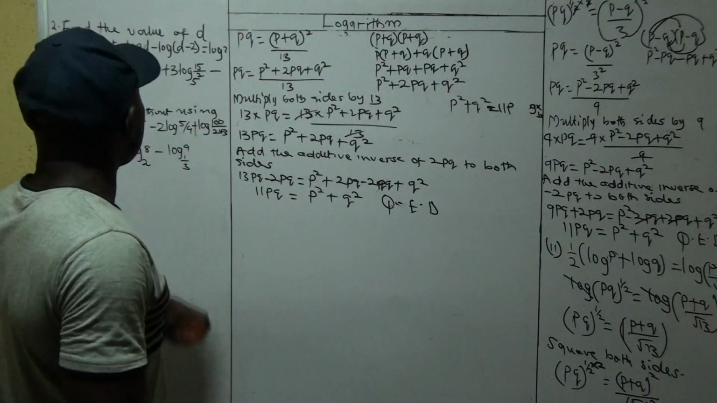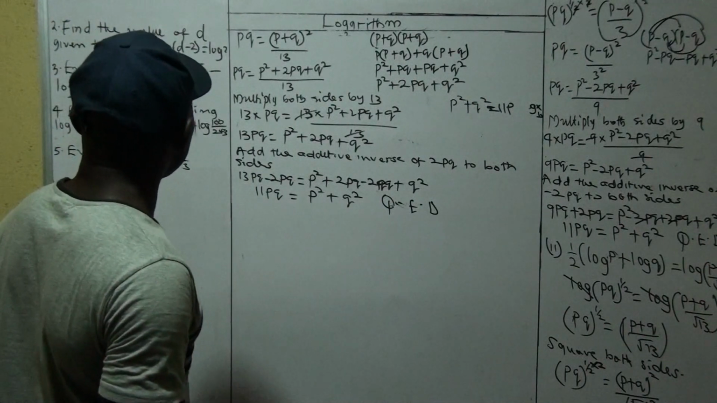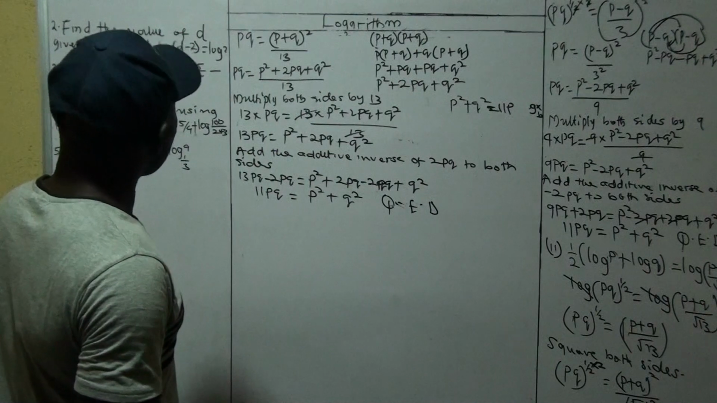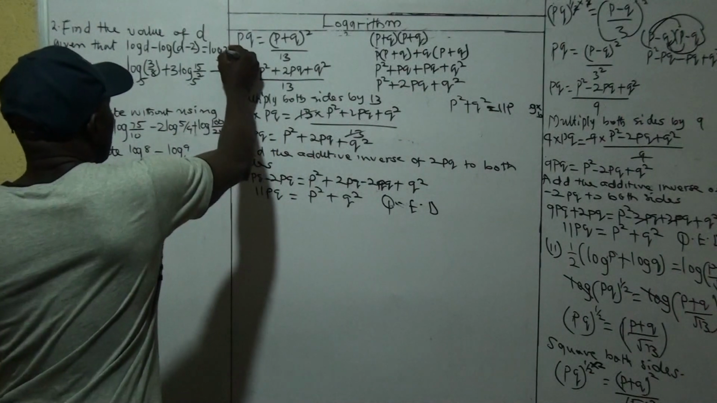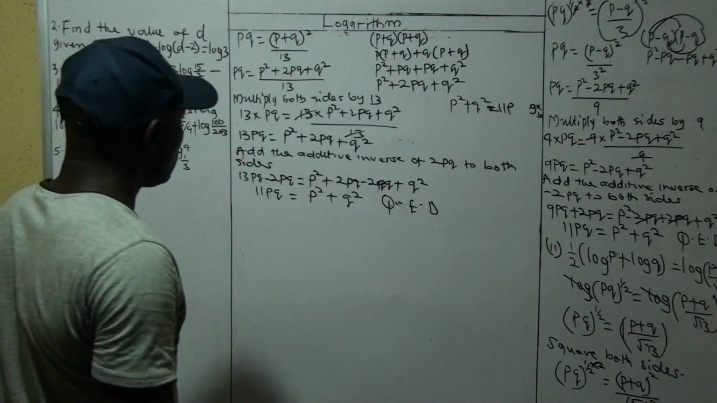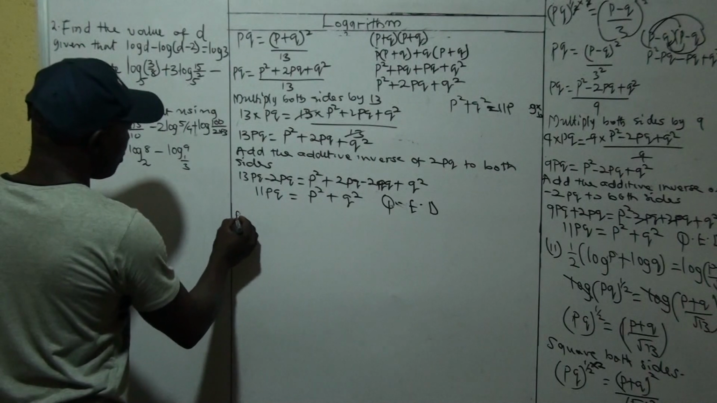Then I also have some few questions here to quickly run over. That is number 2 here. It says find the value of d given that log d minus log (d minus 2) is equal to log 3. So we're going to look at that one very quickly. So that is example 2.